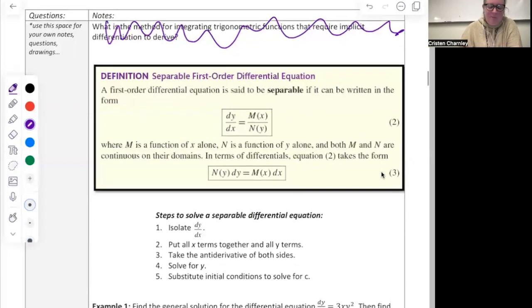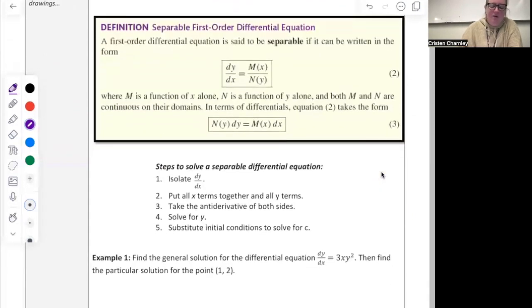So let's jump right in. Separable first order differential equations. A first order equation is said to be separable if it can be written in the form dy over dx equals m of x over n of y. Yes, it's helpful, but what we really need is this version. All the y terms are on the left. All the x terms are on the right. That's really what everything in this yellow box is saying.